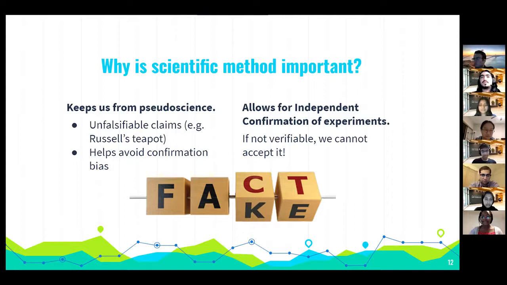One of the other benefits of doing science in this structure is allowing for independent confirmation of experiments, where others can follow our own steps in our experiments step by step and verify that our results are reproducible. Overall, this really highlights the importance of the scientific method across different disciplines.